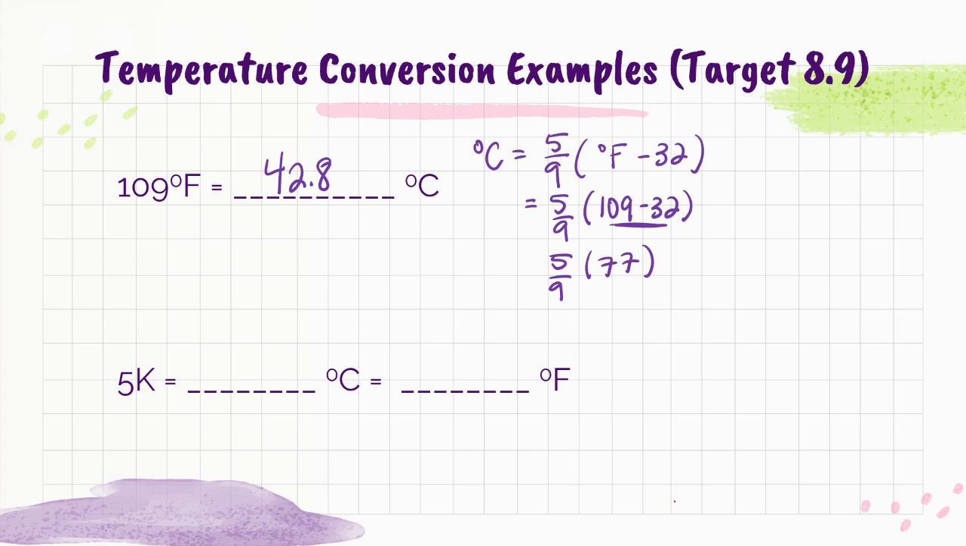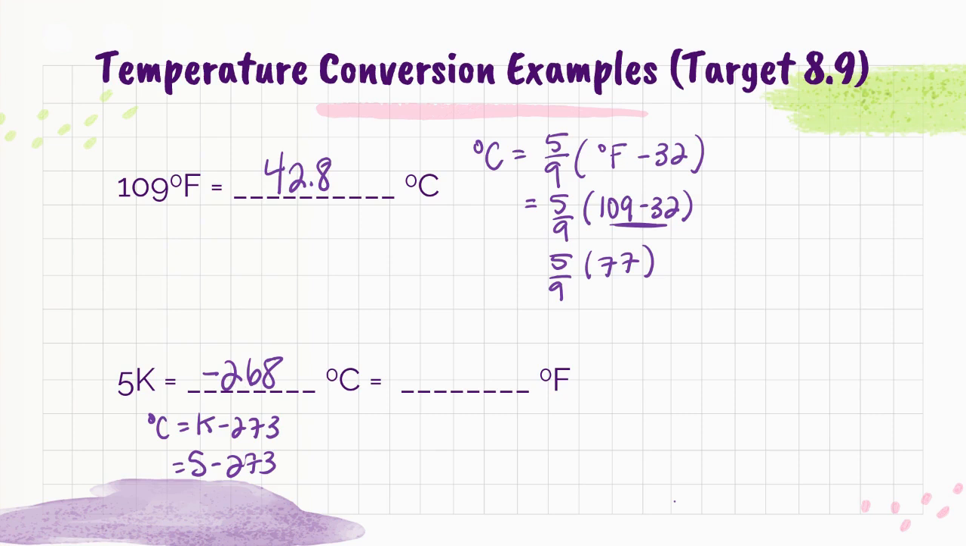Okay, let's try the next one. We're going to do kelvins to degrees Celsius. So degrees Celsius is equal to kelvins minus 273. So we're going to have 5 minus 273. Now notice we're going to get a negative number. We get negative 268 degrees Celsius. That is okay. Degrees Celsius and degrees Fahrenheit can be negative numbers. Kelvins, if you get a negative number for kelvins, something is wrong.